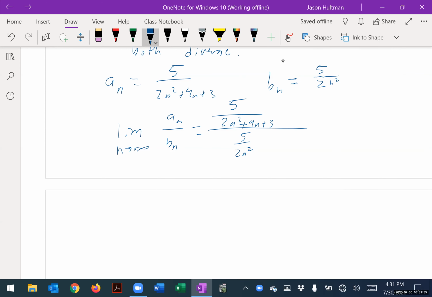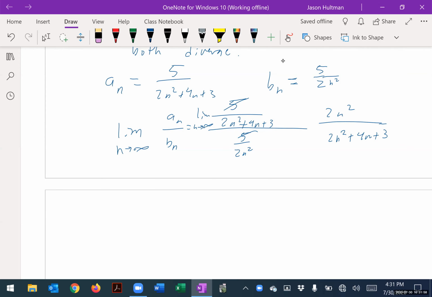Let's just flip these over. The 5's cancel out, right? And what are we left with? We're left with 2n squared over 2n squared plus 4n plus 3. We want to take the limit of this thing as n goes to infinity.